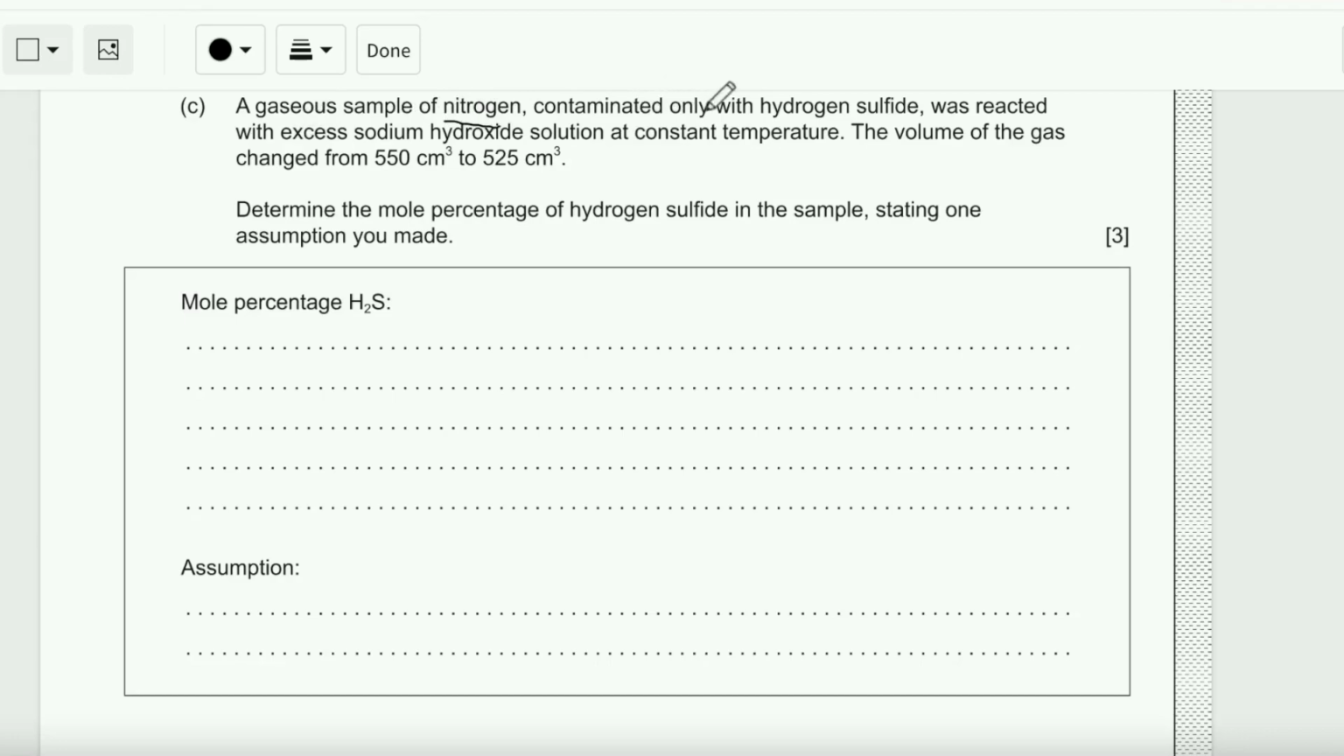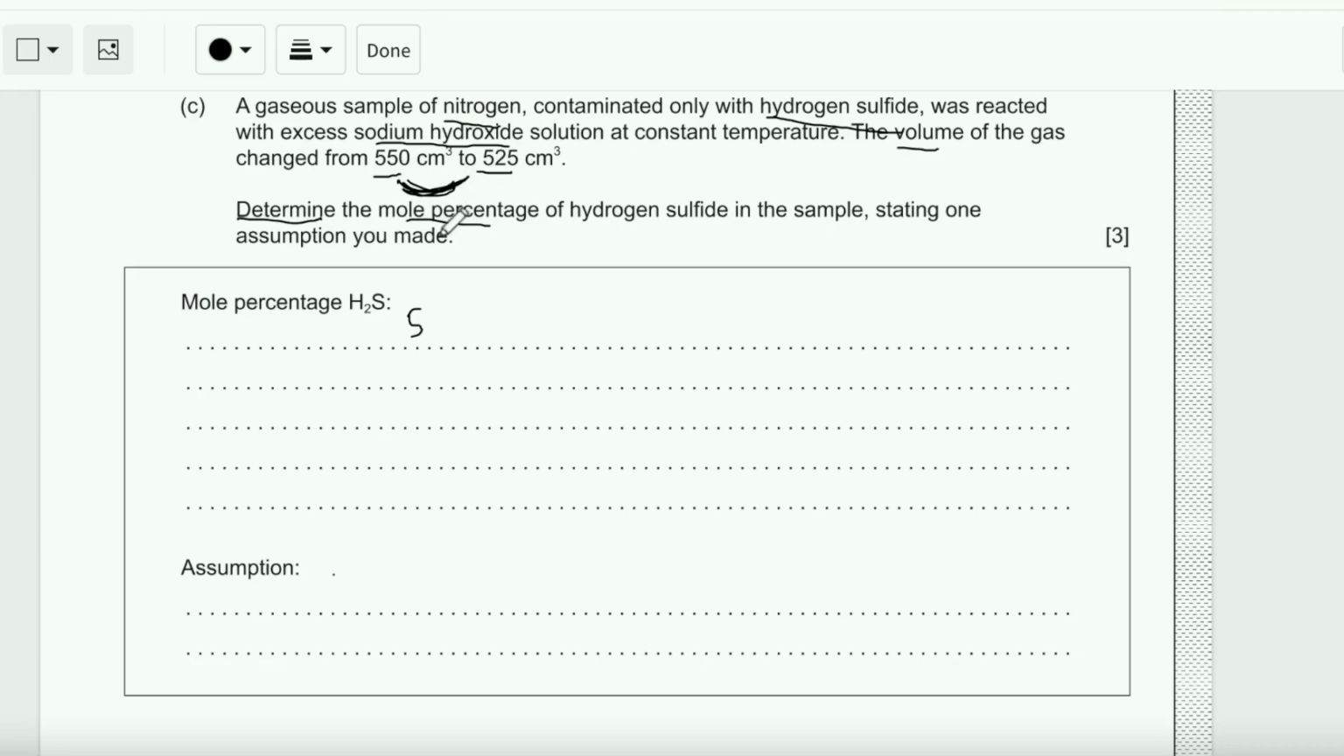A gaseous sample of nitrogen contaminated only with hydrogen sulfide was reacted with excess sodium hydroxide solution at constant temperature. The volume of the gas changed from 550 cm3 to 525 cm3. Determine, only possible answer, the mole percentage of hydrogen sulfide in the sample, stating one assumption you made.